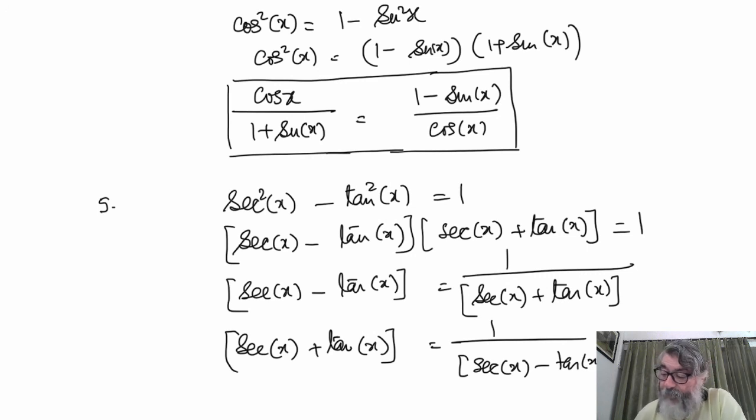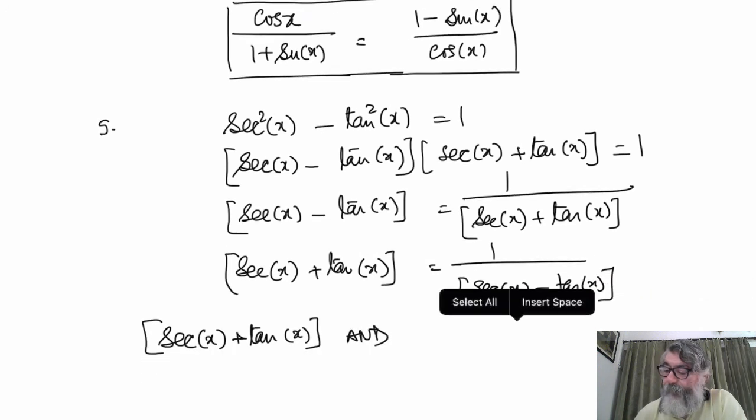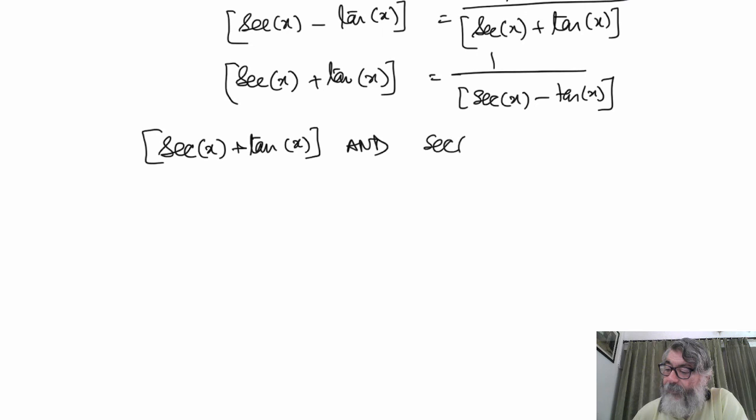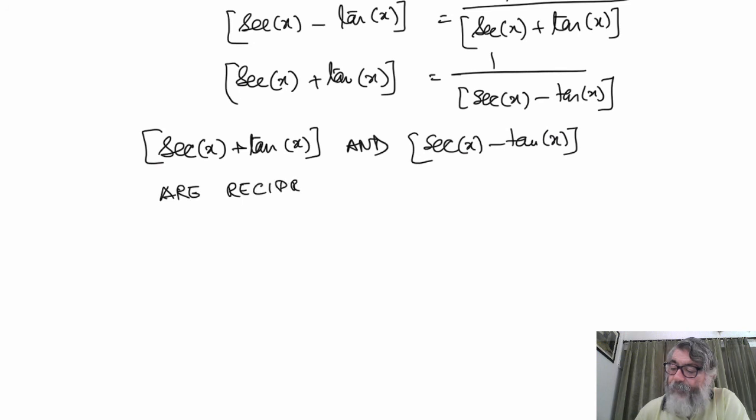These are reciprocals. So sec x plus tan x and sec x minus tan x are reciprocals of each other, and we will be using it very often.